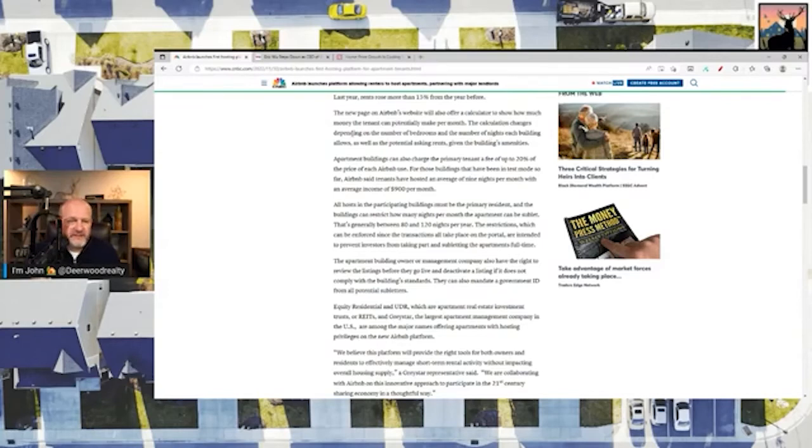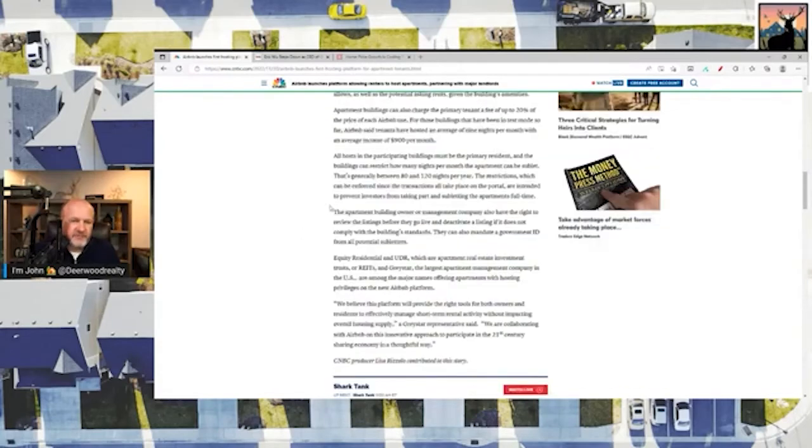The calculation changes depending on the number of bedrooms and the number of nights each building allows, as well as potential asking rates given the building's amenities. Apartment buildings can also charge the primary tenant a fee of up to 20% of the price of each Airbnb use. For those buildings that have been in test mode so far, Airbnb said tenants have hosted an average of 9 nights per month with an average income of $900 a month.